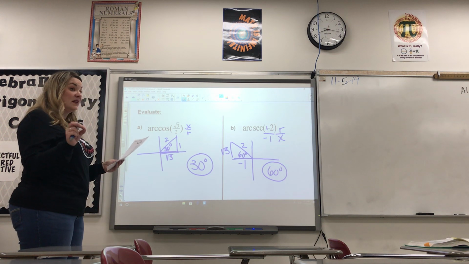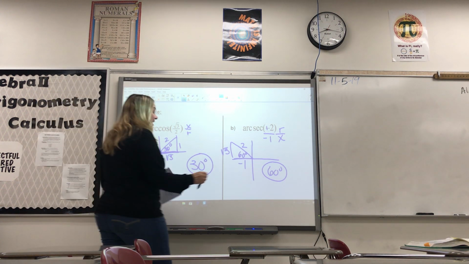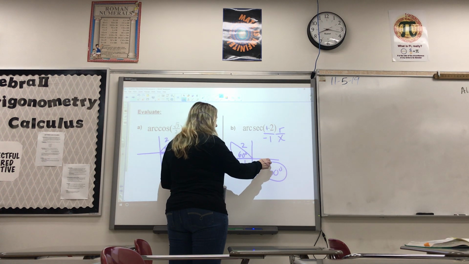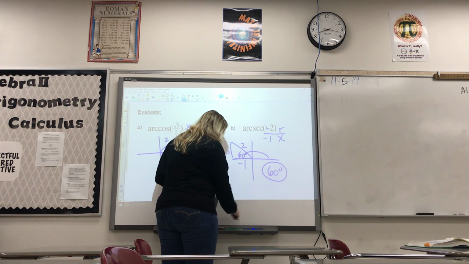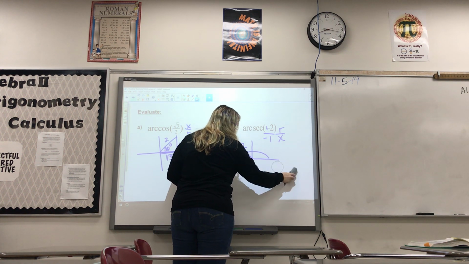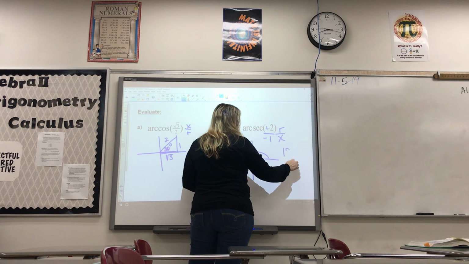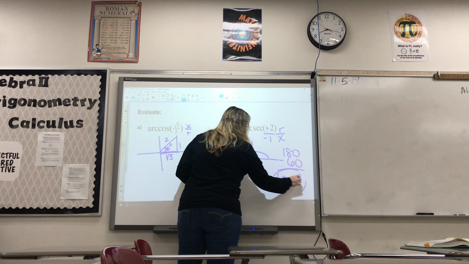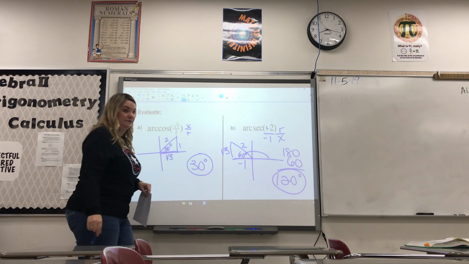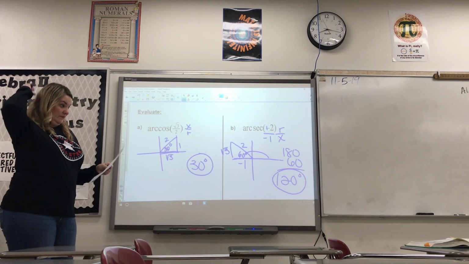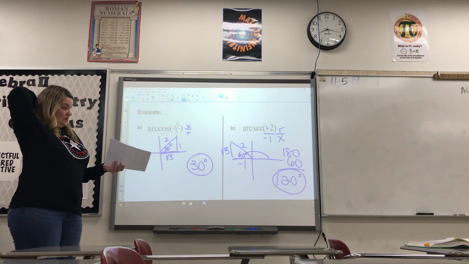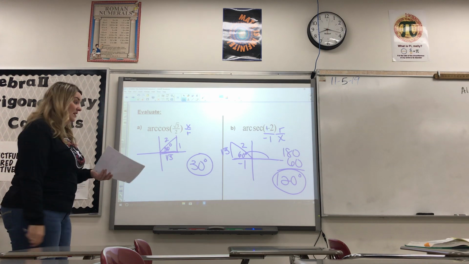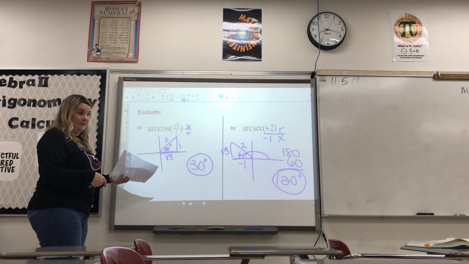Oh, but that's not the final answer. I apologize, because it's over here in this quadrant, so you have to take 180 away from it. You have to do 180 minus 60. What's 180 minus 60? That's like the reference angle. So you're not missing 60, you're missing 120. Do y'all get that? Because it was in the second quadrant. Okay.